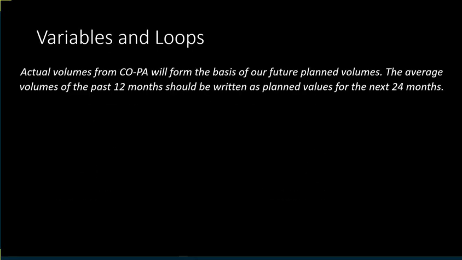Next, we're going to look at variables and loops. The requirements from our customer state that actual volumes from COPA will form the basis of our future planned volumes. The average volumes of the past 12 months should be written to the planned values for the next 24 months.